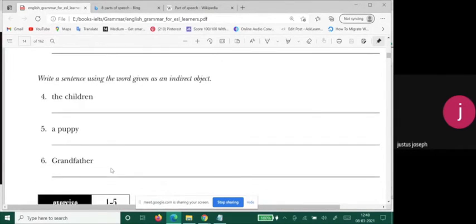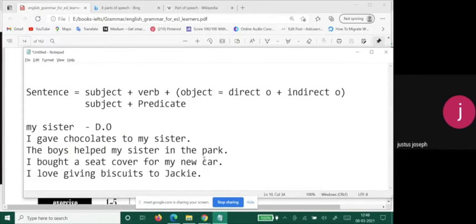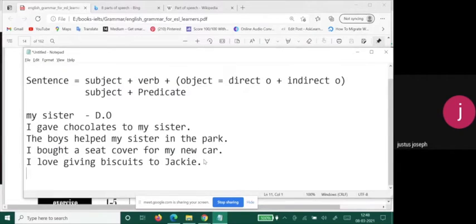So there are a few more words. Let's use this one, the fifth one. A puppy. You have to use this as an indirect object. It's a simple sentence. Use puppy as an indirect object. Puppy will be somewhere at the end of the sentence, right? You have to use it as an indirect object. So let's put a subject. Let the subject be I.